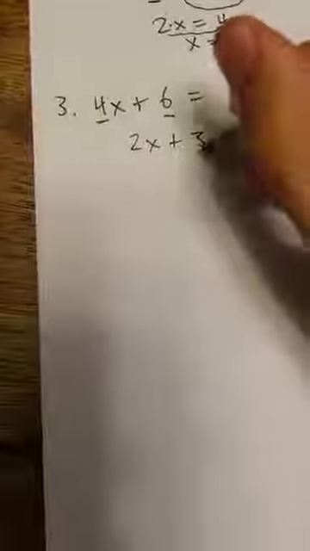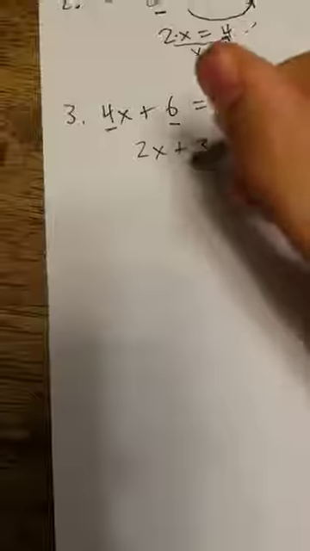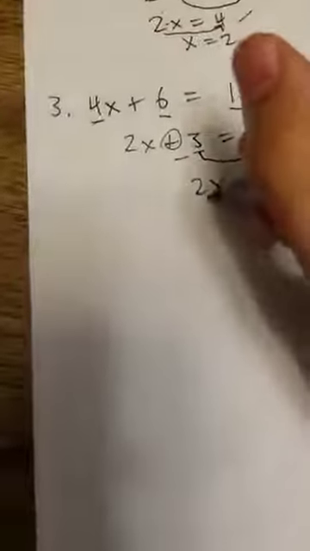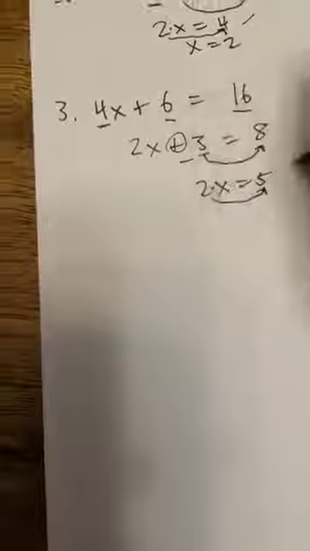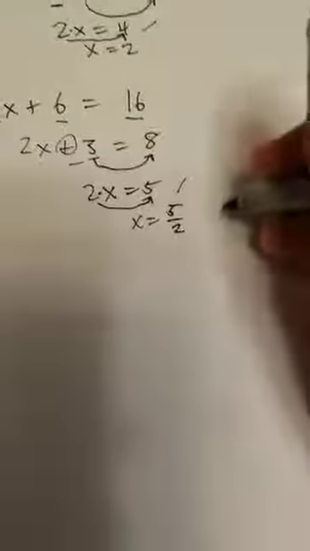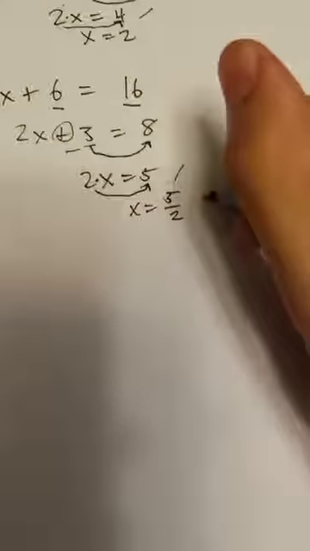So, now we'll take the 3, move it to the other side, and change the plus to a minus. We get 2x equals 5. And then finally, take the 2 to the other side, change the multiplication to a division. x equals 5 over 2. Or you could also write that as 2.5.